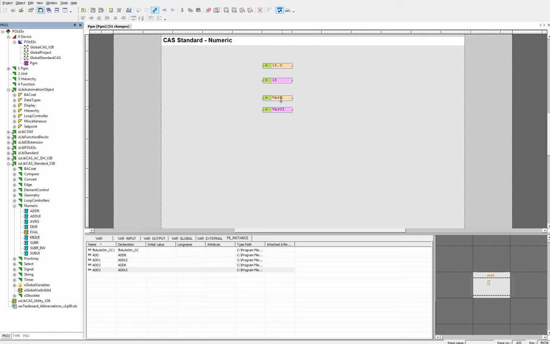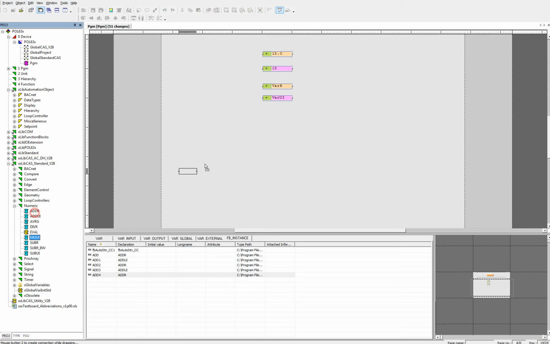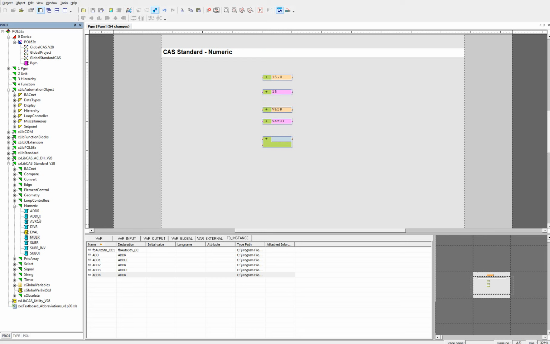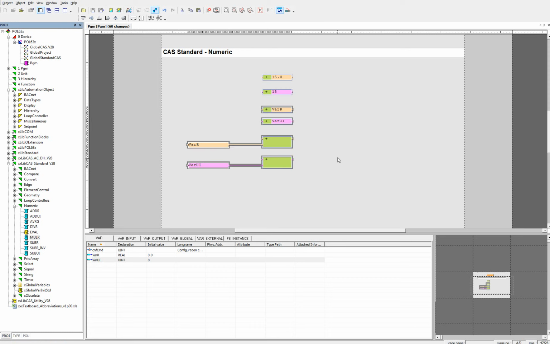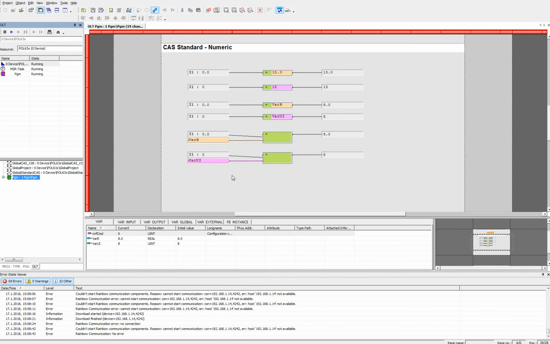We can also use this block like a double input block for both versions. In that case, if we connect this variable unsigned integer and variable real like that, those 4 blocks are equal. Let's try it.